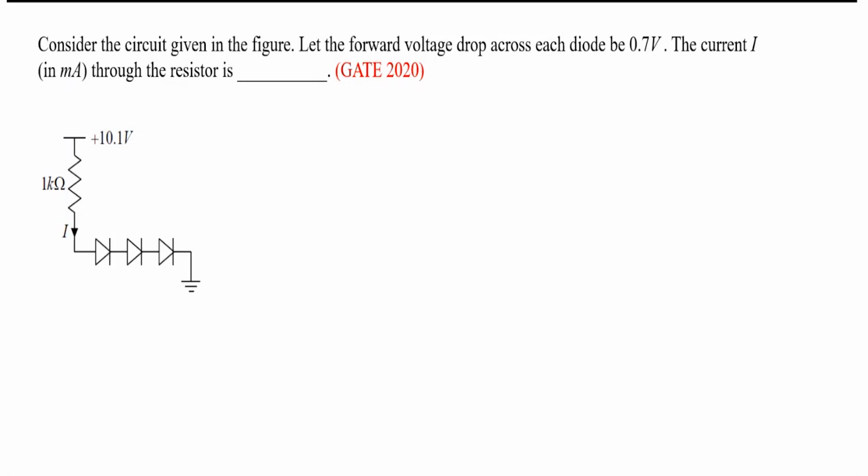Now tell me, I will call the three diodes D1, D2, and D3. Please tell me whether the three diodes will be forward bias or reverse bias. Forward bias. Good. So if it is forward bias, I can just replace this circuit like this.